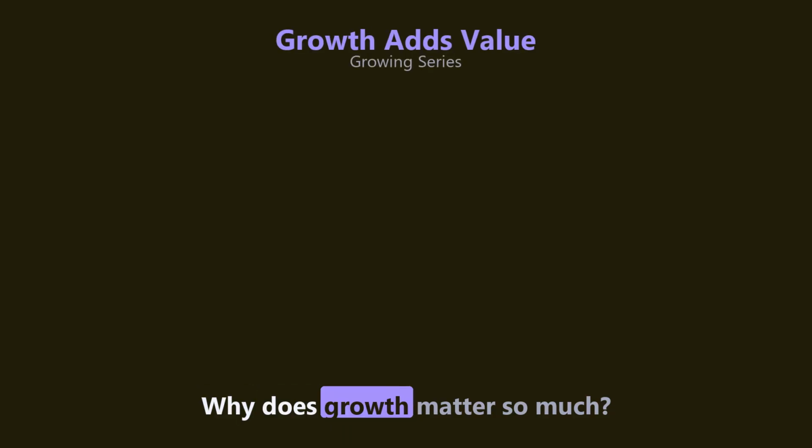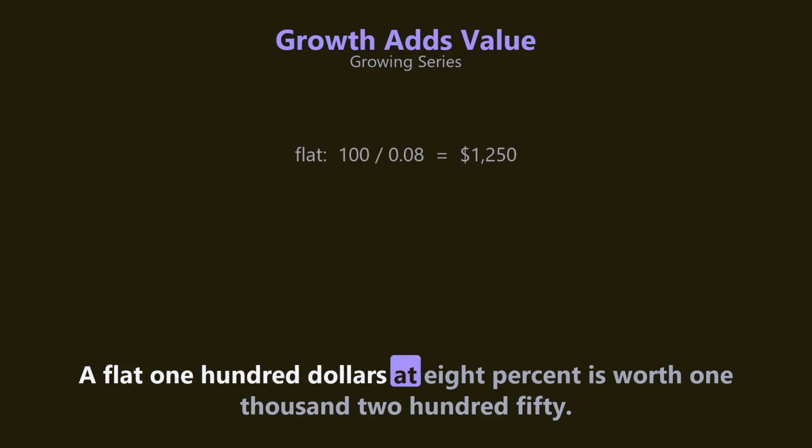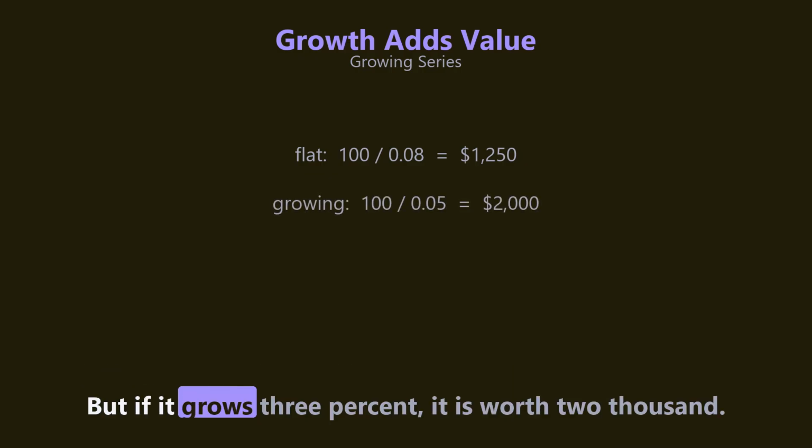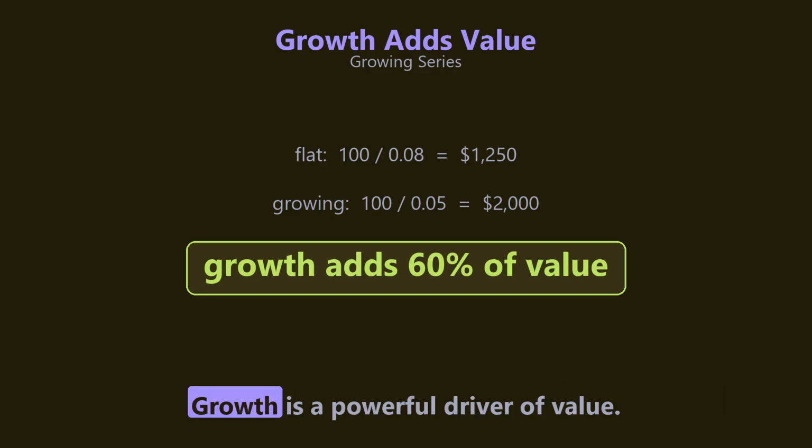Why does growth matter so much? Compare a flat perpetuity to a growing one. A flat $100 at 8% is worth $1,250. But if it grows 3%, it is worth $2,000. The growth raises the value by 60%. Growth is a powerful driver of value.